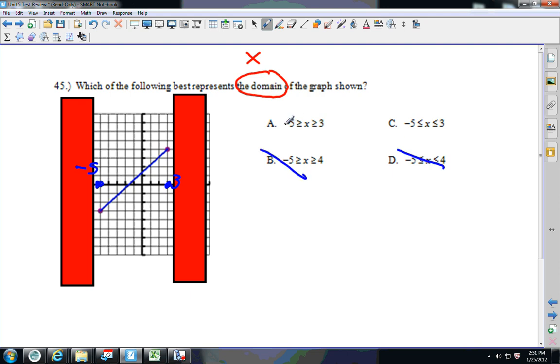Now again, my arrows, what does this say? It says x is greater than 3? No, they're everything that's less than 3. Your answer should be C.